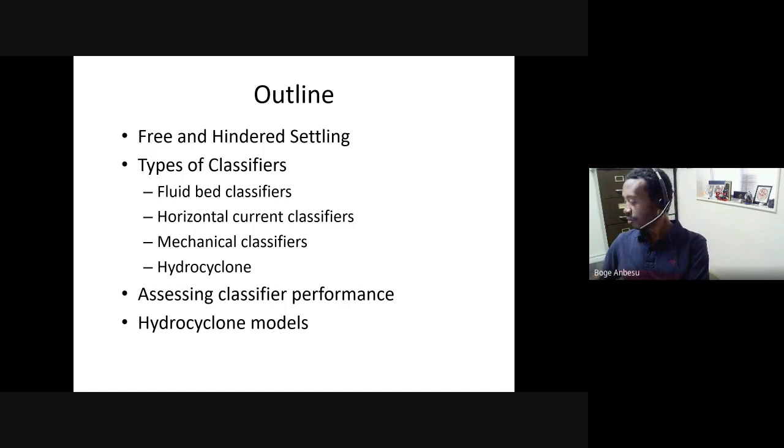And we'll also see a couple of hydrocyclone models. Maybe this may not necessarily be what you would need to know, but I just want you to understand there are a number of models out there that we can use to predict the performance of hydrocyclones. Also, the models can be used to design hydrocyclones and even get an idea of how many hydrocyclones, for example, you would need in a typical operation, and things like that.